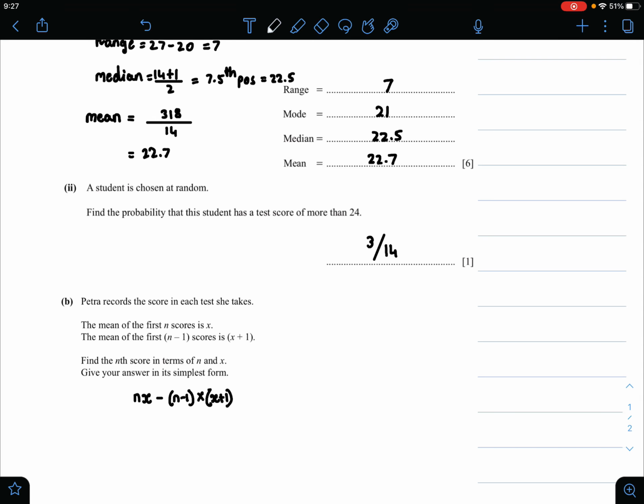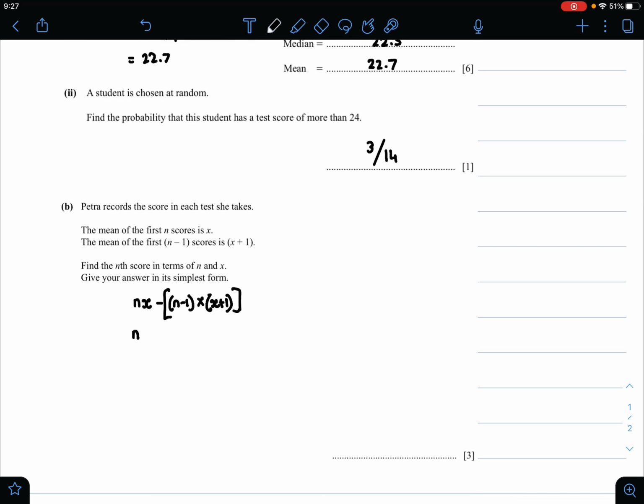So now all we need to do is simplify this. So nx minus, so n multiplied by x is nx, n multiplied by 1 is positive n, negative 1 multiplied by negative x is equal to negative x, and negative 1 multiplied by positive 1 is equal to negative 1.